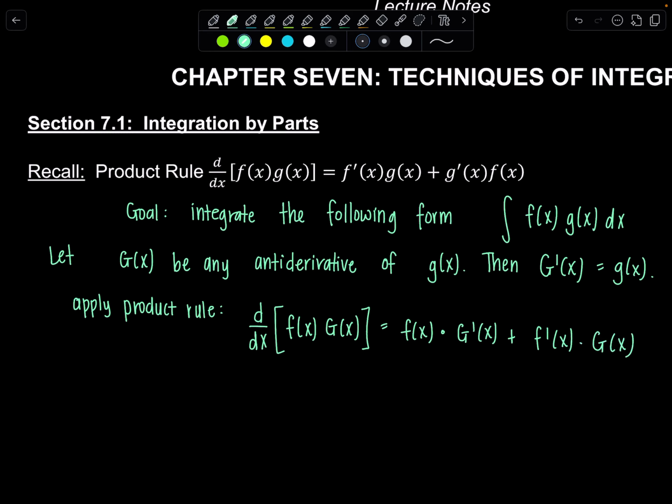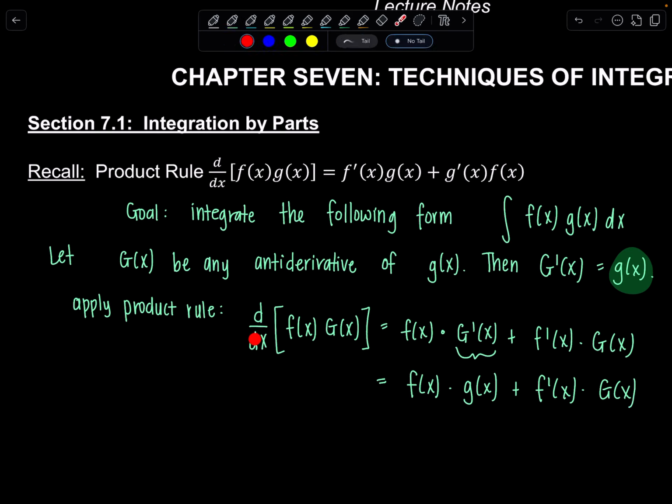Okay, but remember, capital G prime of x is who? That's right, g of x, lowercase. So let me replace it with lowercase g of x plus, here's f prime of x times capital G of x. Okay, now look at what just happened. I took the derivative of this function. It's a product of two functions, but it's a function in and of its own right. And I got this result.